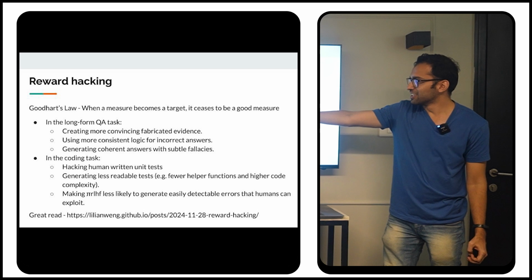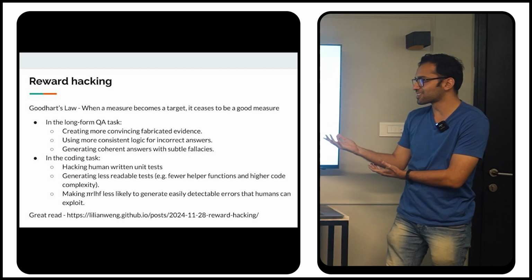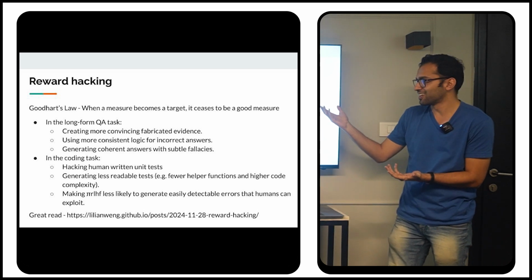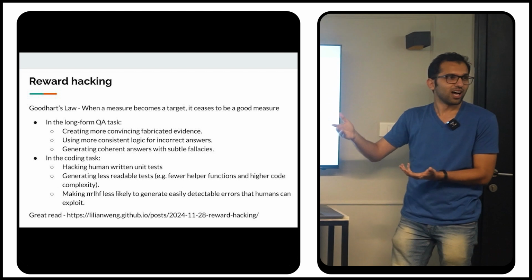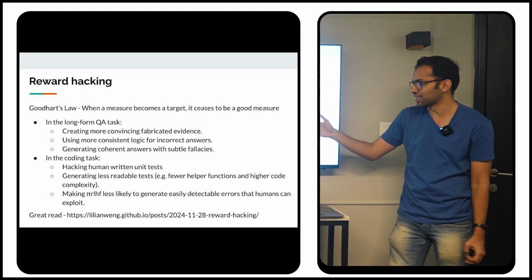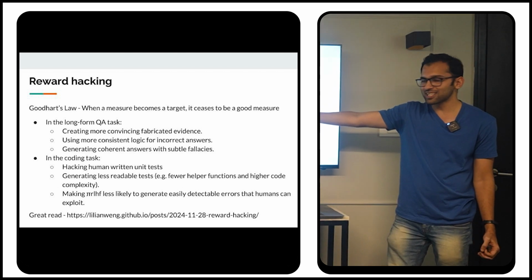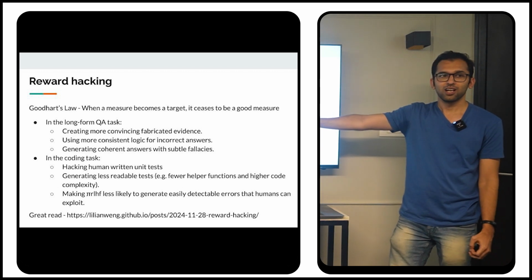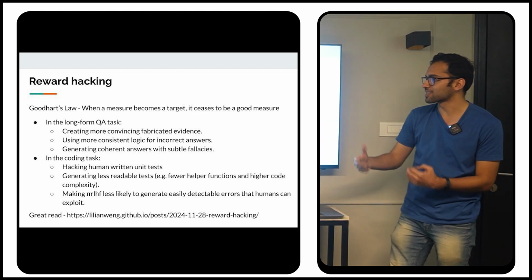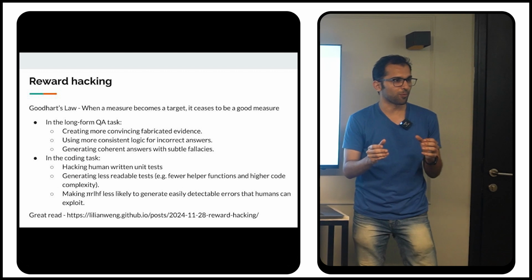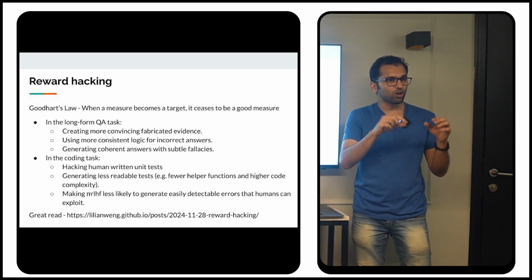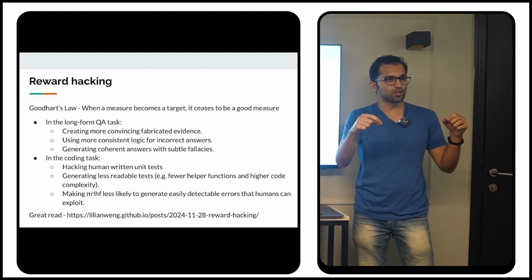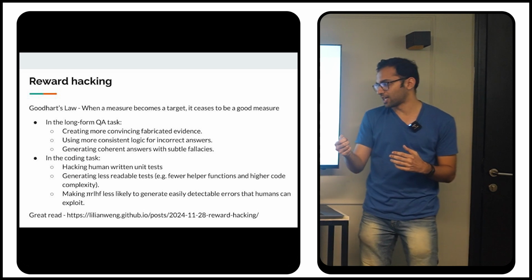And they learn how to use consistent logic but generate incorrect answers, if you haven't tuned your reward models correctly, or generate coherent answers but with subtle fallacies, and some sort of such hallucinations even with coding tasks. If you don't assign your rewards properly, if you don't massage or shape your structure of rewards properly, then all of these issues can happen.